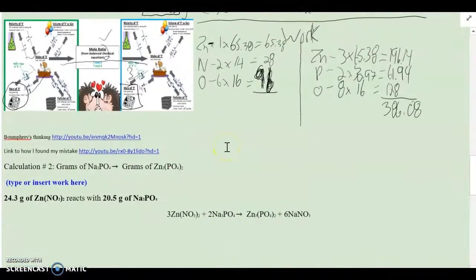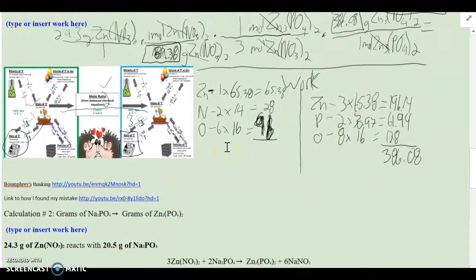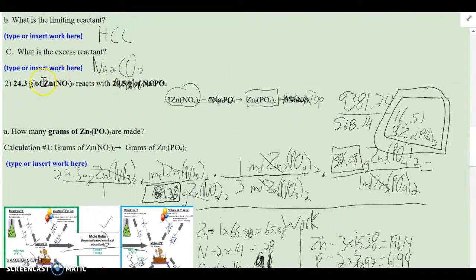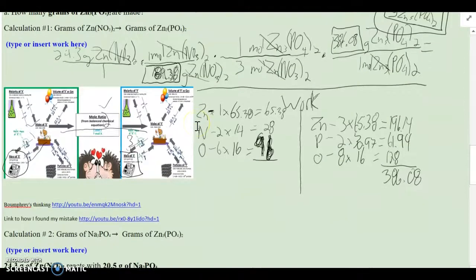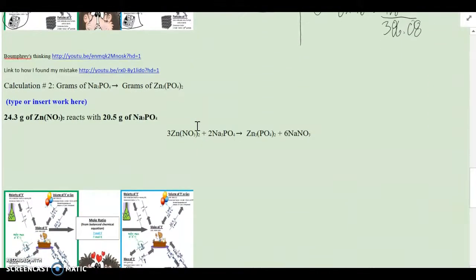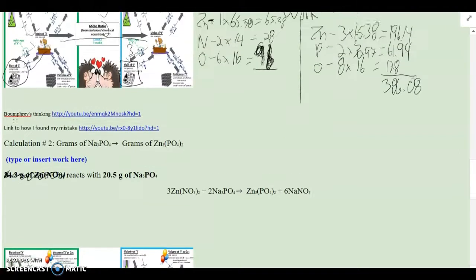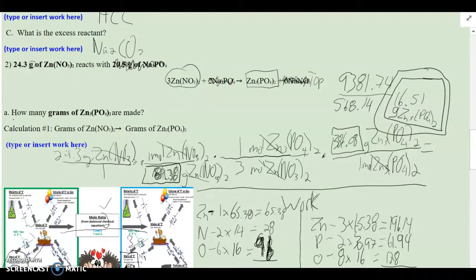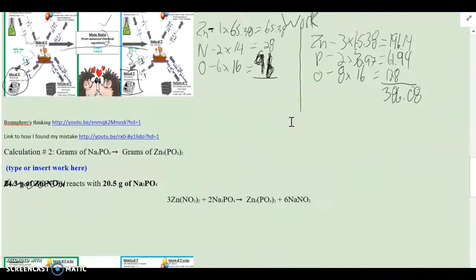Okay, in the previous problem, we solved for this reactant, ZnNO3. This time we're going to work with the other one. So that I don't get confused, this is the one I've already worked with. I made a mistake in my previous video, but I've since corrected it to the correct answer, which is right here for the last one.